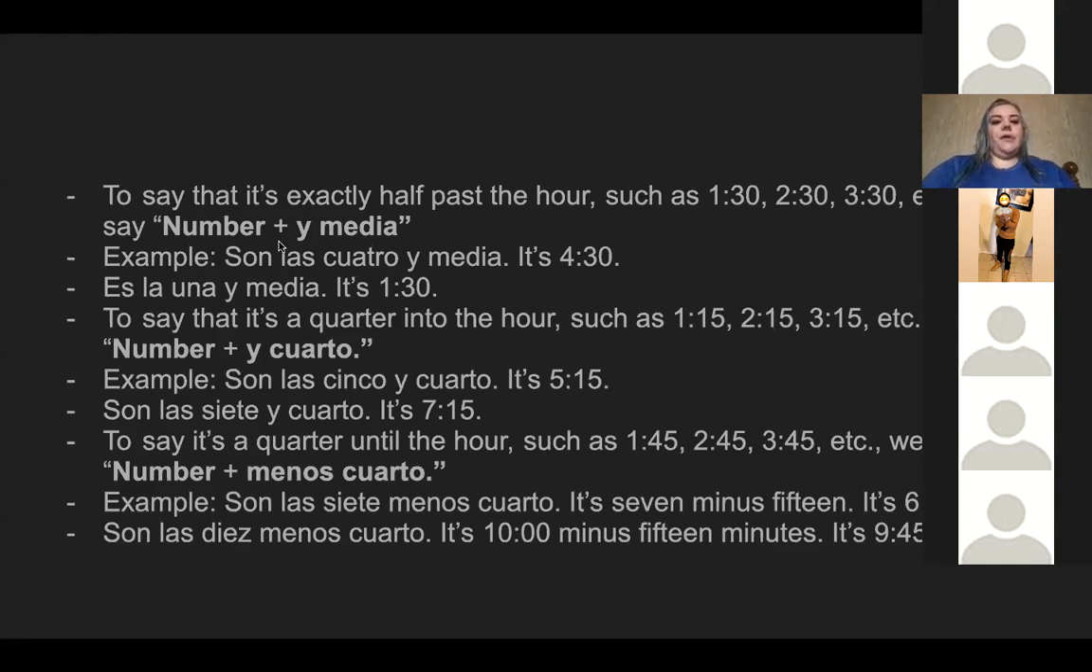To say that it's exactly half past, such as 1:30, 2:30, things like that, we would say the number plus y media. So an example of that is son las cuatro y media. That means it's 4:30. So the next example is it's 1:30.